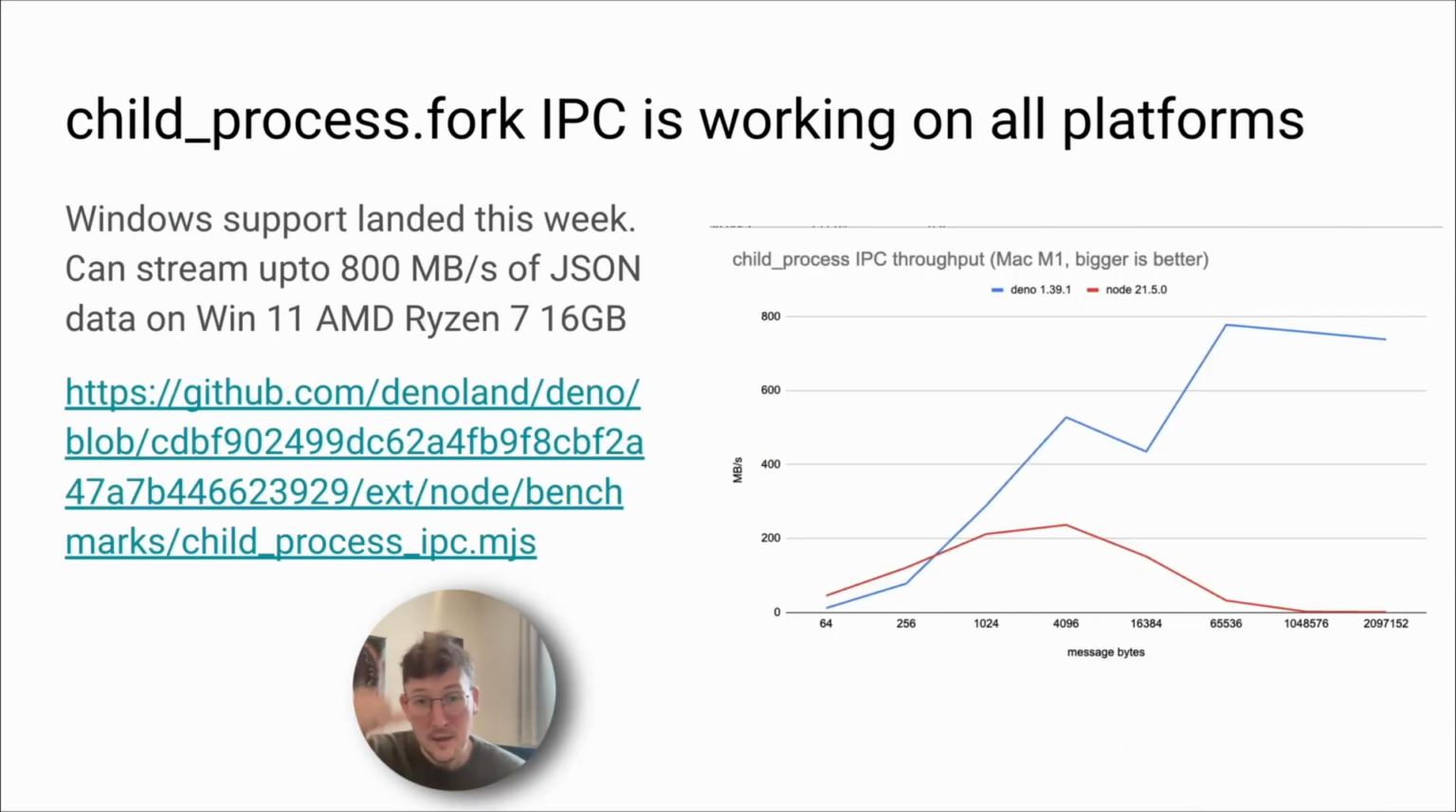child_process.fork now supports IPC, but in particular, the Windows support has landed, and it's looking pretty fast. This is a Node.js API that we needed to implement to support Next.js in particular. And here is a benchmark of how we're doing. Down here at the lower end, there's still a bit of work to do to improve the speed. But generally, child process fork IPC is looking very fast and very nice.